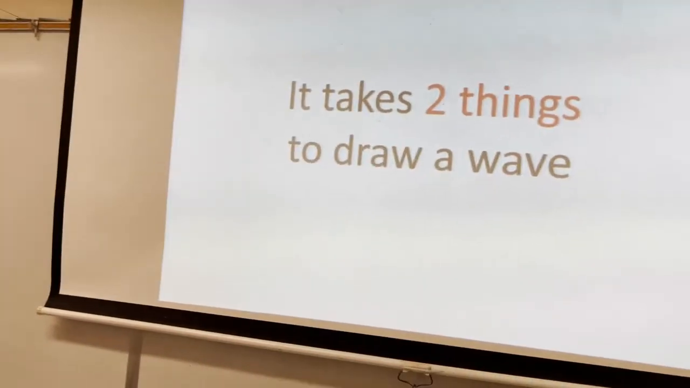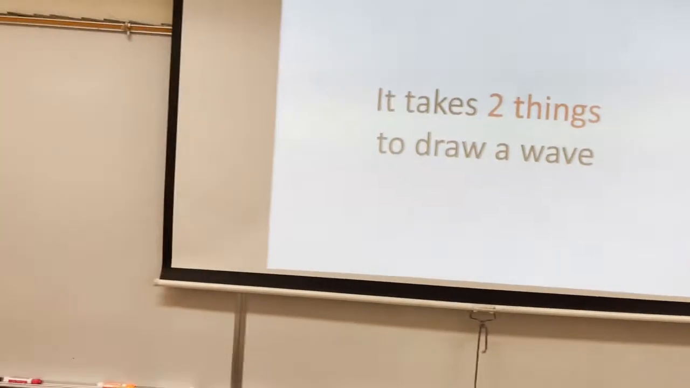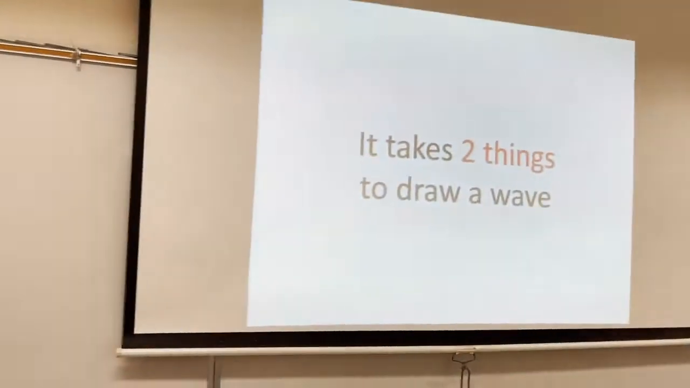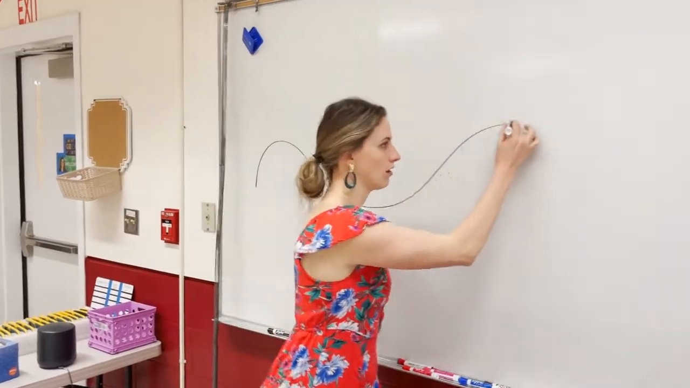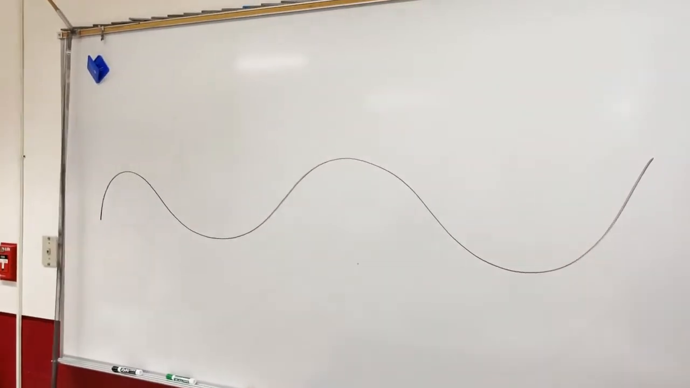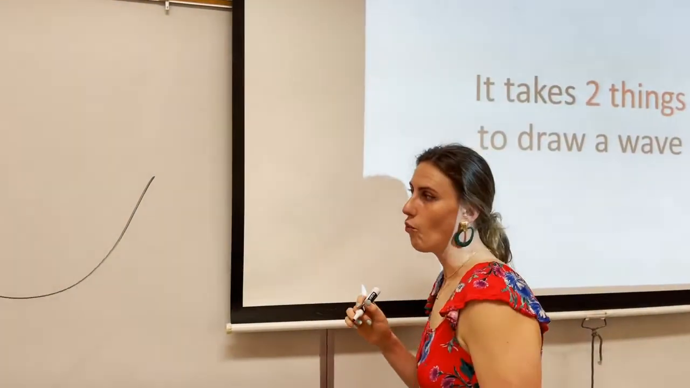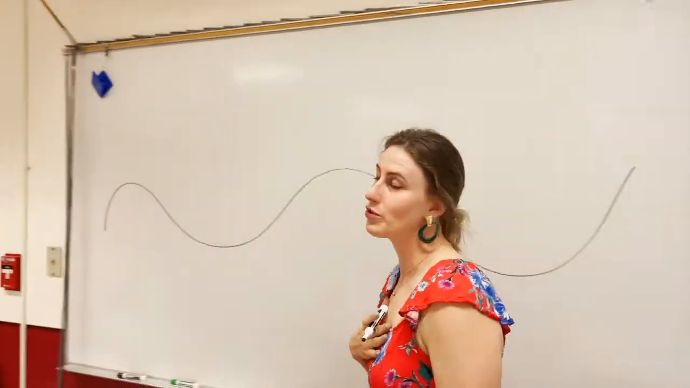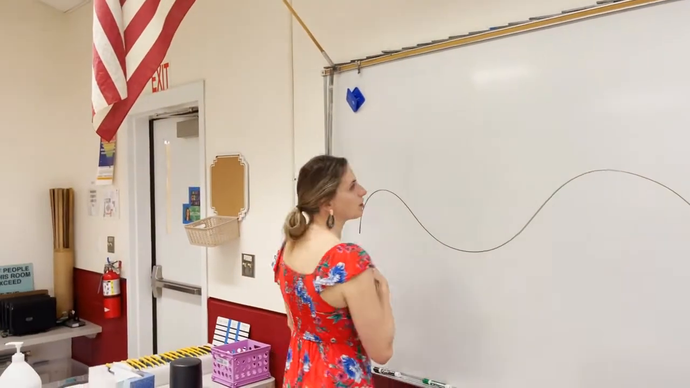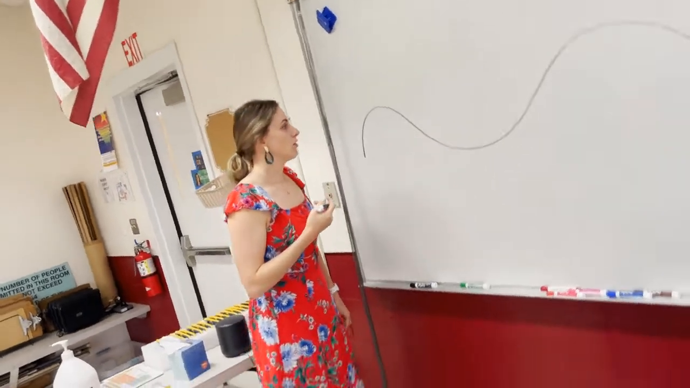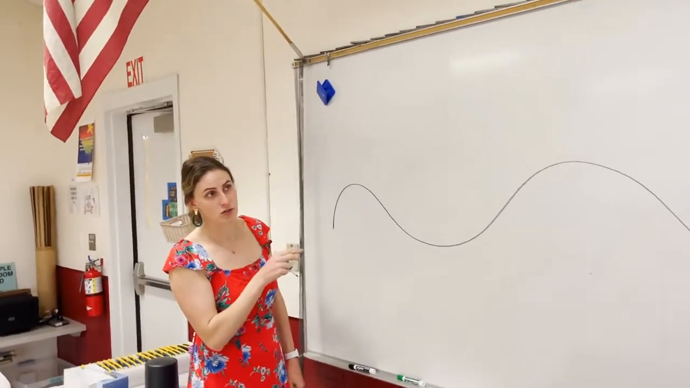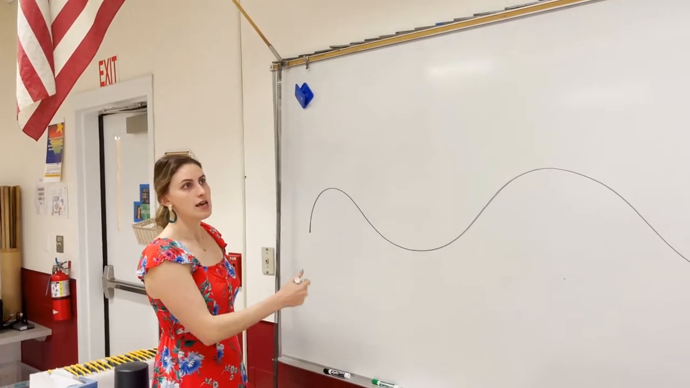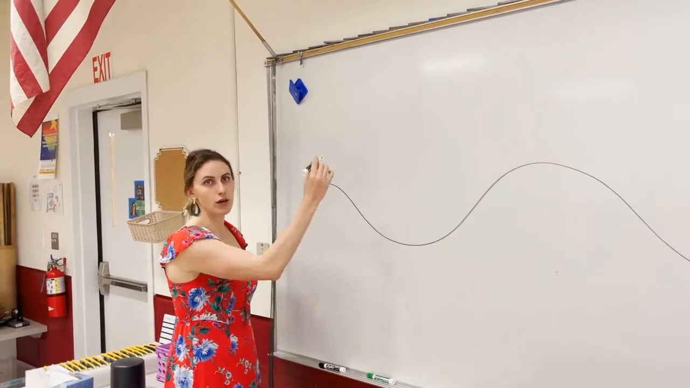Okay, so this is important. It takes two things to draw a wave. Okay, so here we go. That's a wave, right? What two things do I have control over? Well, you didn't stay in the same place. You had to move your feet. So it takes two things. The first one is that I have to move my feet. And the second one is that I have to move my arm up and down.